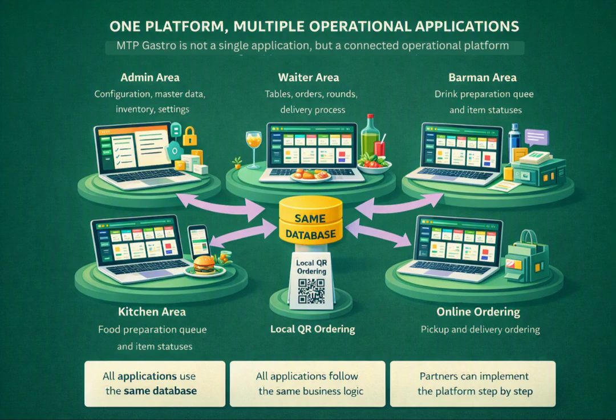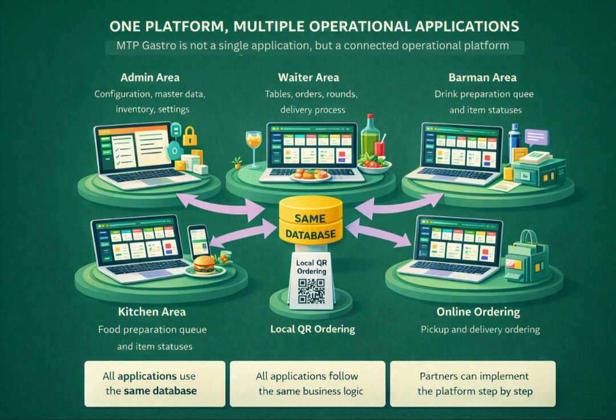The fifth application is the local QR ordering system. This is the customer-facing application used inside the restaurant. Guests scan the QR code assigned to their table, browse the menu, place orders, call a waiter when needed, and, depending on the restaurant's configuration, complete the payment directly from their mobile device.